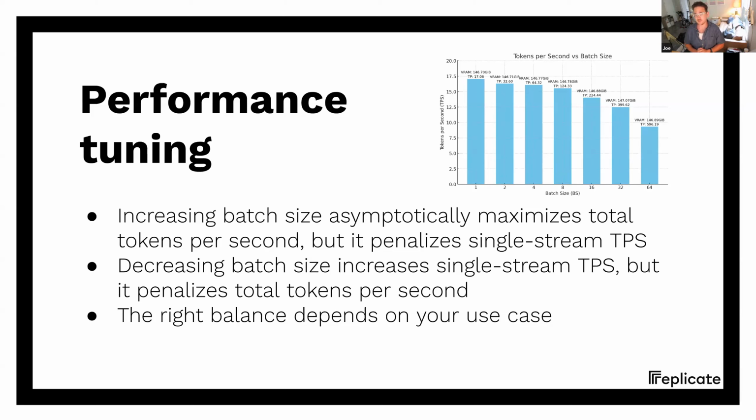Decreasing batch size increases single stream tokens per second, but it penalizes total tokens per second. So if you care about latency and you want the fastest possible tokens per second at the request level, you should run a batch size of 1. Nothing will be faster than that, all things held constant. That's also the most expensive way to run your model because you have to scale horizontally as you get concurrent requests. The right balance depends on your use case. Thinking about your target batch size is really important, and it has to be tuned to the particular context that you're deploying your model in.